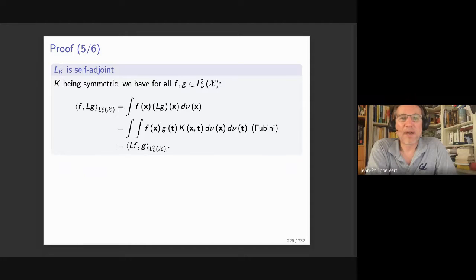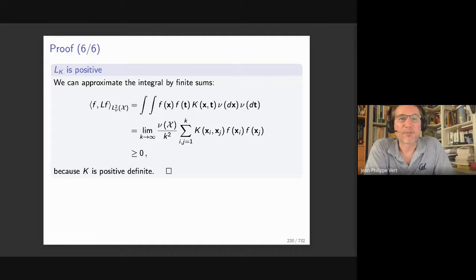Okay, so we have a compact linear operator. In addition, we need to show that it's self-adjoint and positive. Self-adjoint, remember, is a bit like a matrix being symmetric. We just obtain it by expanding the inner product of f and Lg in L2 as the integral of f(x) Lg(x) dx. Then we expand Lg as the convolution with k. Then we can use Fubini's theorem to invert the integrals and write it as the inner product of Lf and g in L2. Right, and we can use Fubini because on a compact space, K is bounded and the two functions are square integrable.